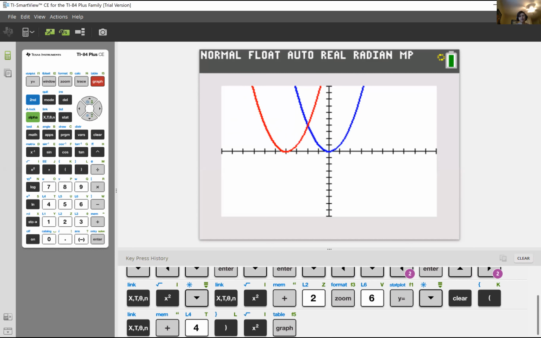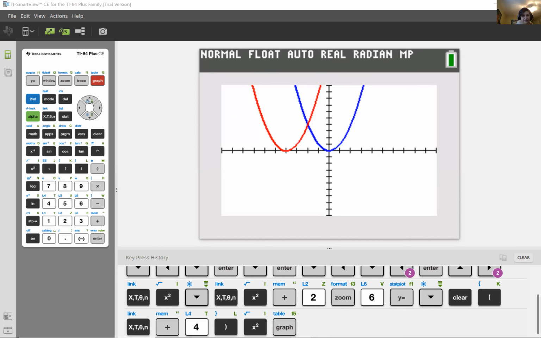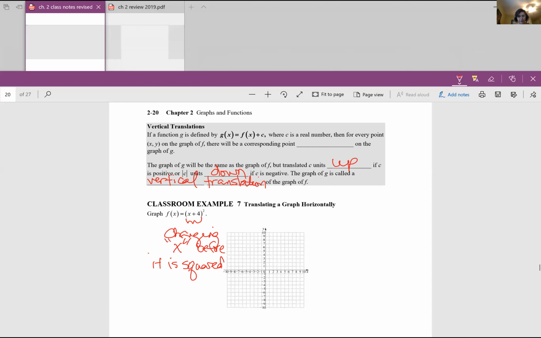Here's the original. Oh my, what happened? It went 4 which way? Left. To the left. Now, here's what I want you to see, because this is the part we're going to have to get comfortable with. When something happens just to the x, you have to think backwards.